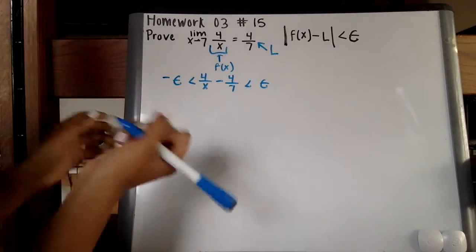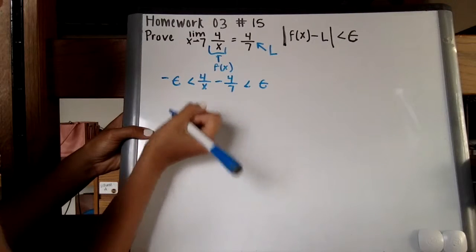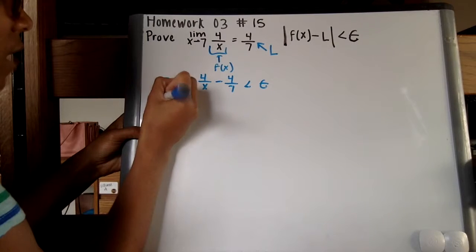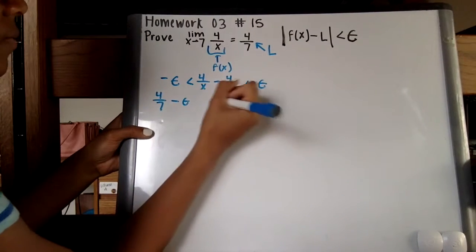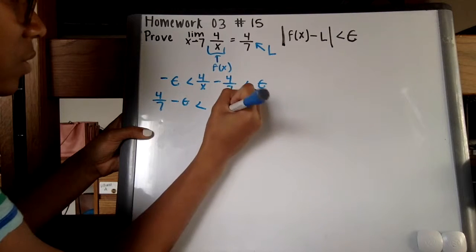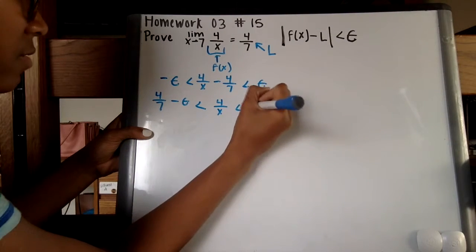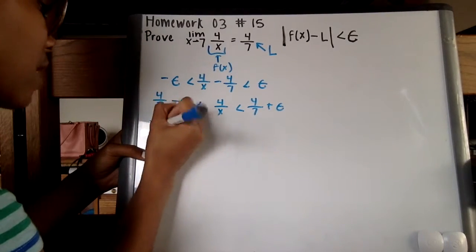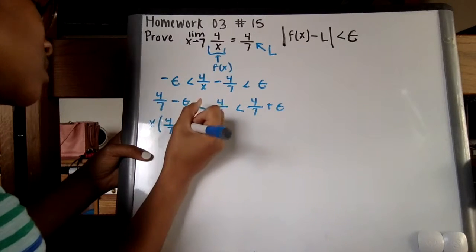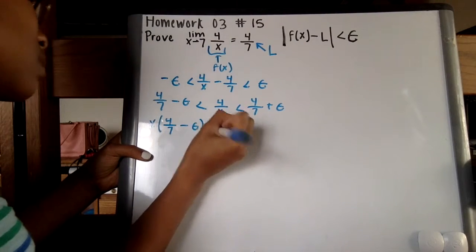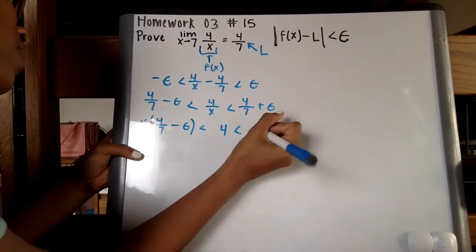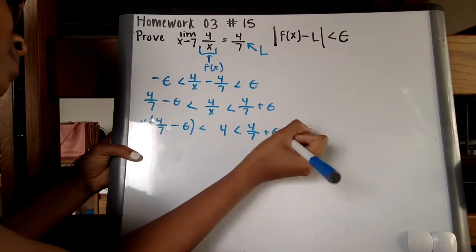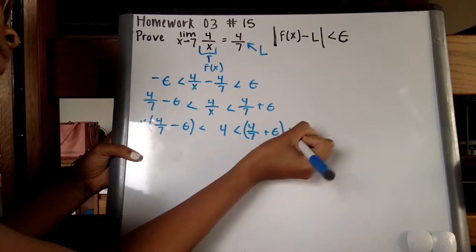We're trying to get x by itself, so we'll do like we always do in a simple equation and add. First, add to get 4/7 out, so we'll have 4 over 7 minus epsilon, leaving us with 4 over x in the middle, and then 4/7 plus epsilon. Then we're going to multiply by x, so we'll have x times 4/7 minus epsilon, less than 4 in the middle, less than x times 4/7 plus epsilon, and I'll put my x on this side.